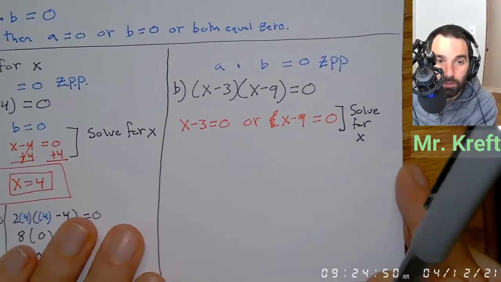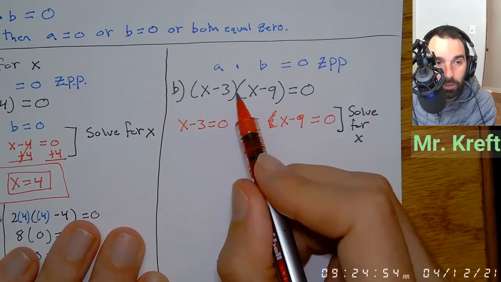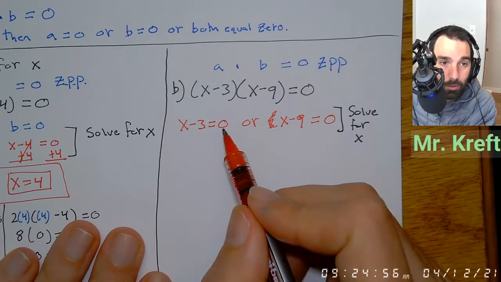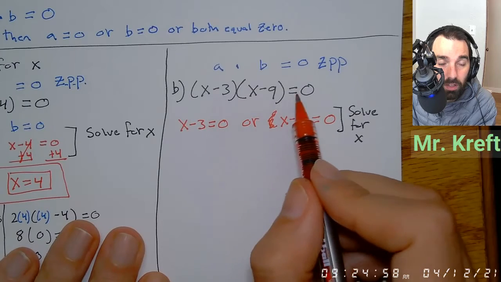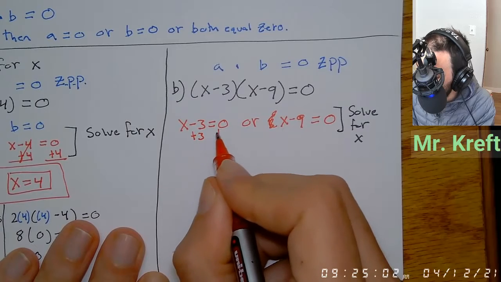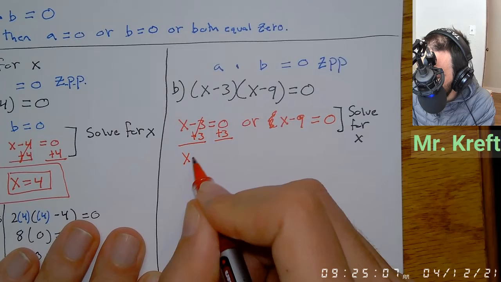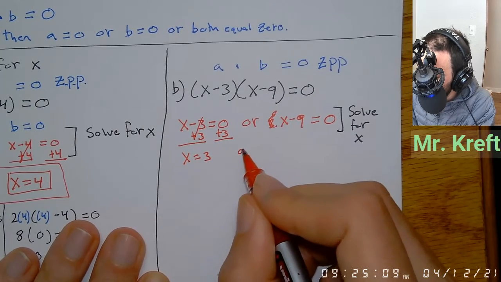I'm a little off. There we go. So I can solve for x now. Right? So again, from black to red, that's the zero product property. I recognize that two things multiplying to 0, one or both have to be 0. So I'm going to go plus 3 on both sides. So I get x equals 3.